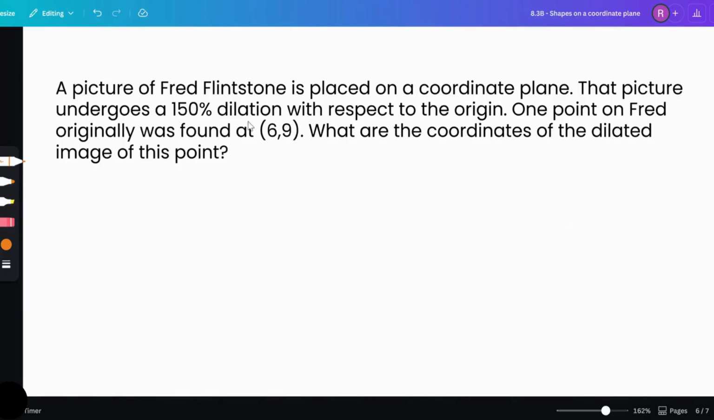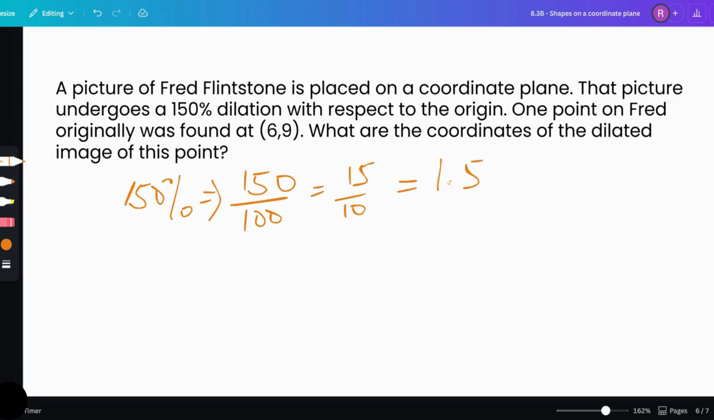A picture of Fred Flintstone is placed on a coordinate plane. The picture undergoes a 150% dilation. This is what we use to find the scale factor with respect to the origin. Let's first change this to a fraction. 150% is the same as 150 over 100, and this is 15 over 10, and that will be 1.5. So the scale factor is 1.5.